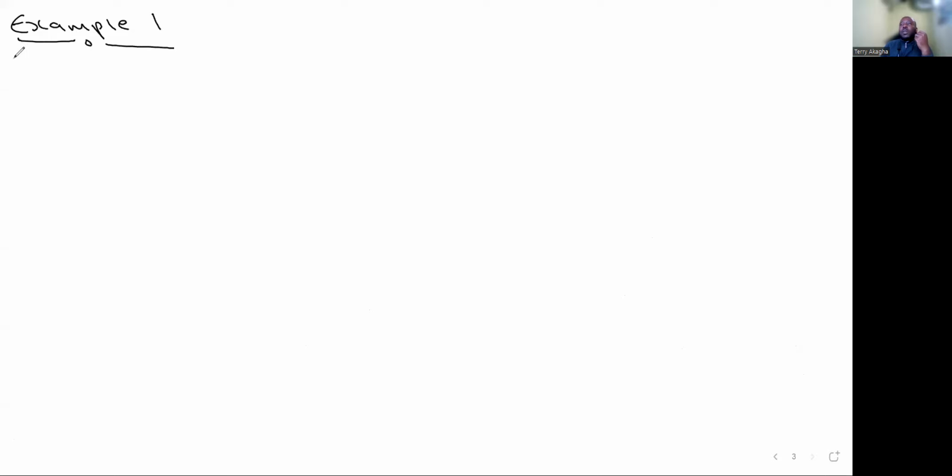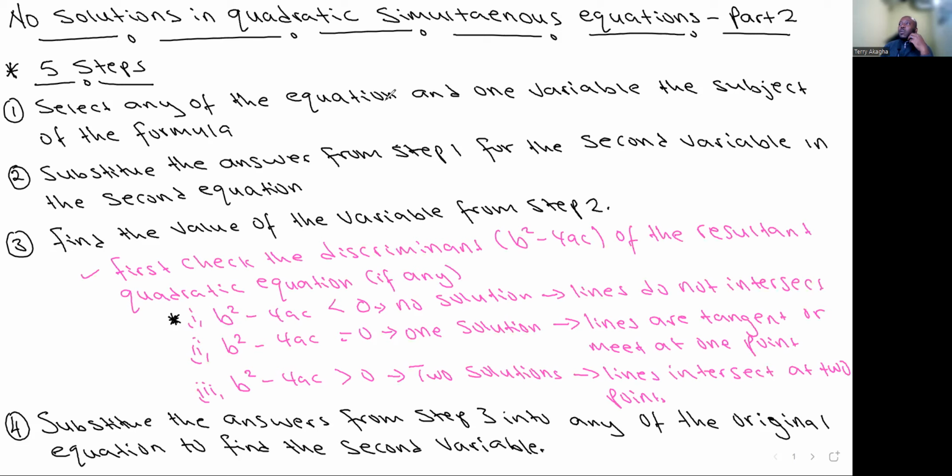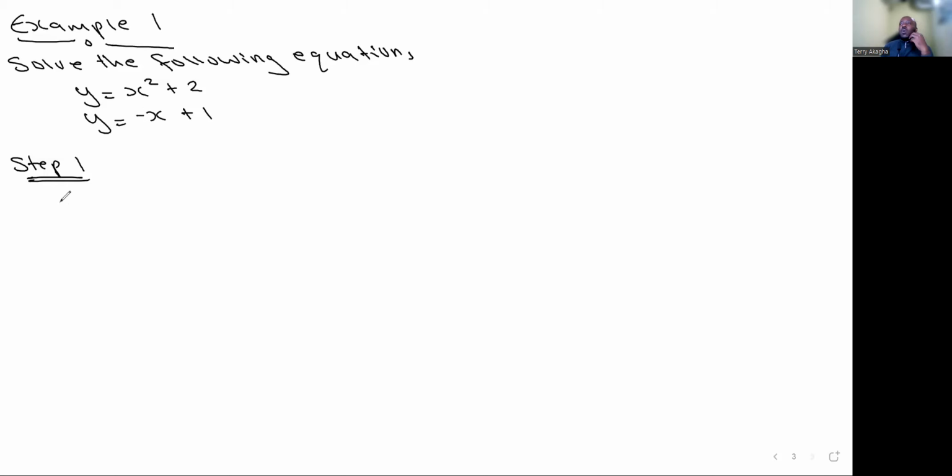In this example, we're told to solve the following equations. We have y is equal to x squared plus 2, and y is equal to minus x plus 1. So step 1 is that we need to select any of the equations and one variable. So I'm going to select y equal to minus x plus 1.